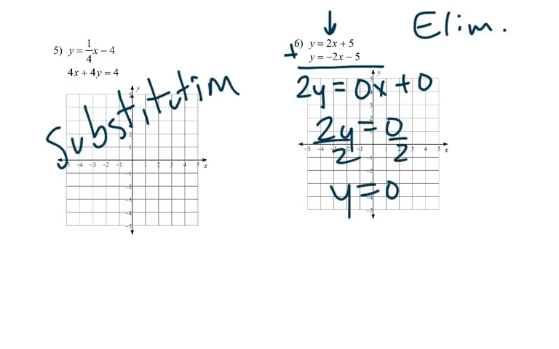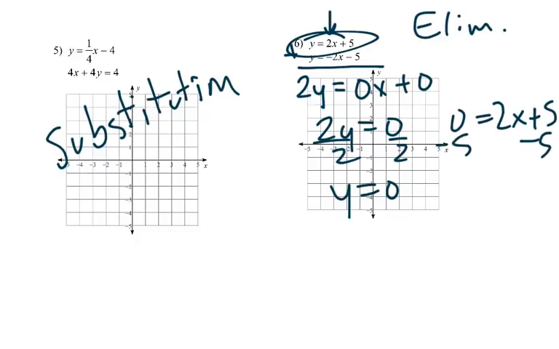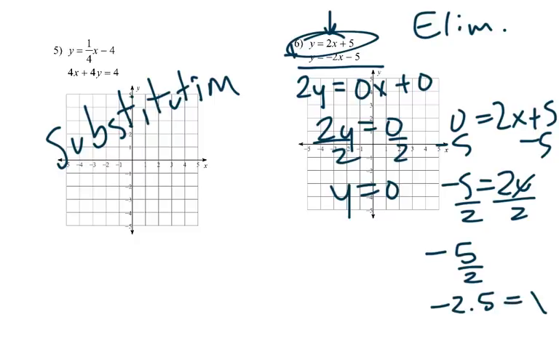Y equals 0. Then I pick one of these equations and replace the y with 0. I get 0 equals 2x plus 5. Subtract 5 from both sides. Negative 5 equals 2x. Divide by 2. And I get negative 5 over 2, which is negative 2.5, equals x. So my point is negative 2.5, 0. That's where they intersect.